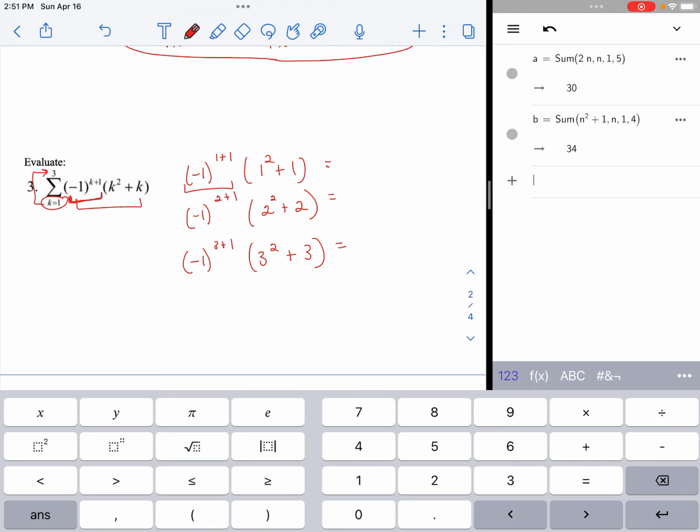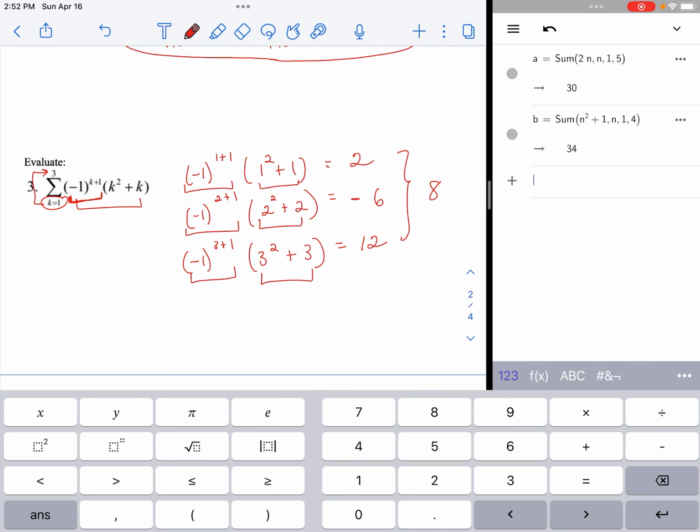So -1 to the second power is actually going to make it positive. So then I just simplify that and get positive 2. -1 to the third power is going to give me a negative. And then 4 plus 2 is 6. -1 to the fourth power is positive again. 9 plus 3 is 12. And then I get the summation. So I'm going to add those 3 terms. And that's going to give me 8.